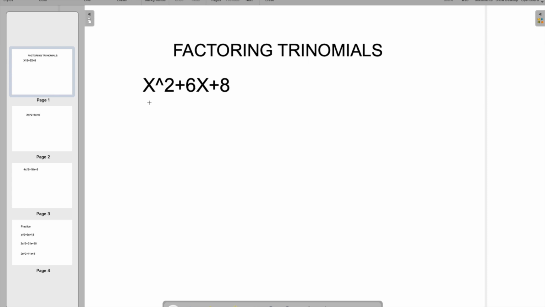In this lesson, we'll be learning how to factor trinomials. The first equation I have is x squared plus 6x plus 8, and we're going to use the box method. So what you're going to do is write 8 on the bottom because it's the last number, and x squared for the top box because it's the first number. And then the middle two squares are the sum of the middle number.